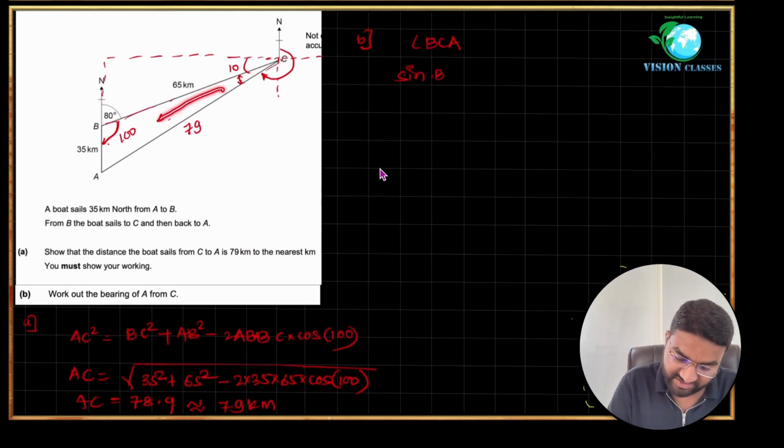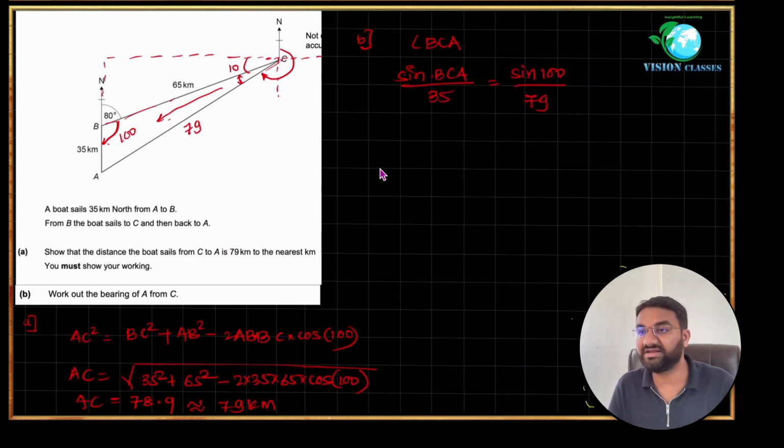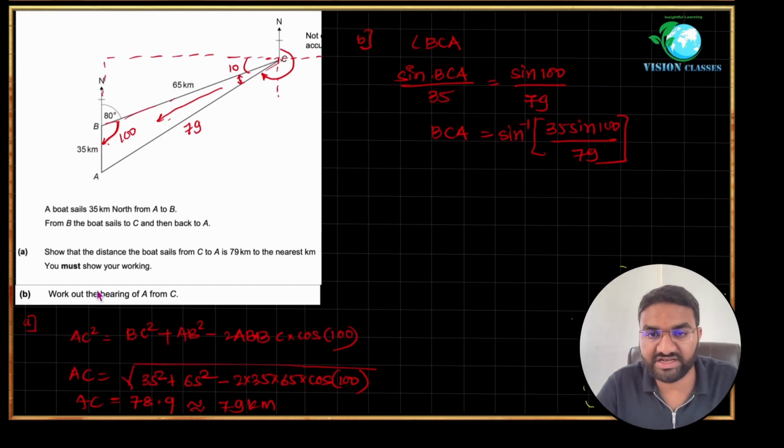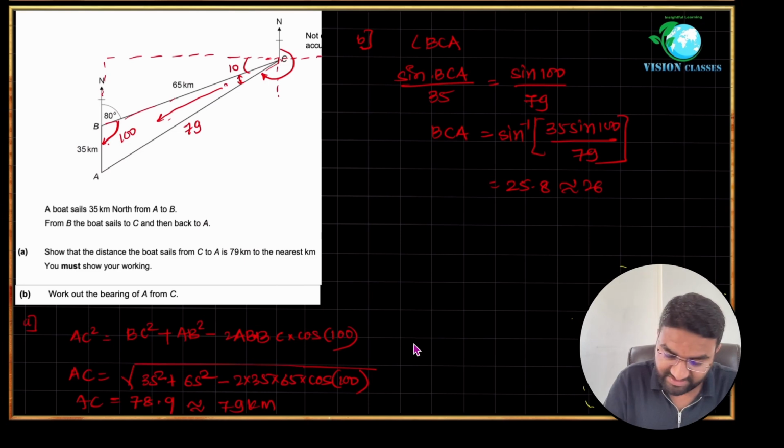For this angle C, the opposite side is 35. We can use this 100 angle and its opposite side, 79. So sine of BCA upon 35 is equal to sine of 100 upon 79. So you can use the sine inverse, so BCA is sine inverse of 35 sine of 100 divided by 79. If you do this calculation in your calculator, you will get around 25.8. You can round it to 26. That's it. This is 26.